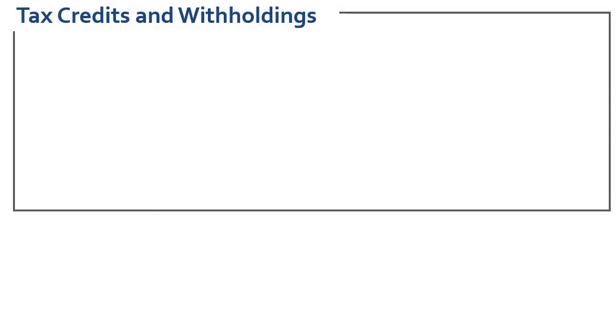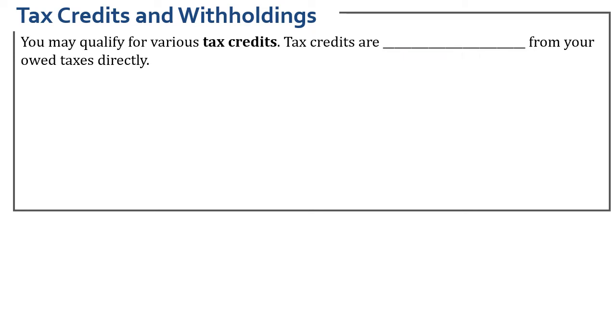So now that we know how to figure out what they owe in taxes, now what we want to do is figure out how we can make that less, right? Because we don't want to have to owe that at the end of the year when we do our taxes. So here's how we then will take out our tax credits and withholdings.